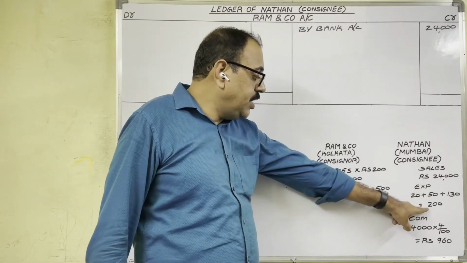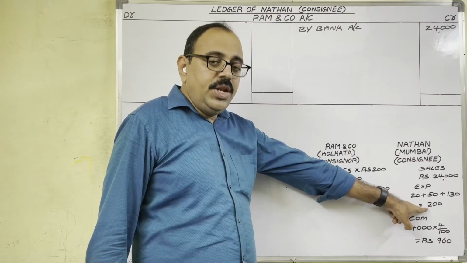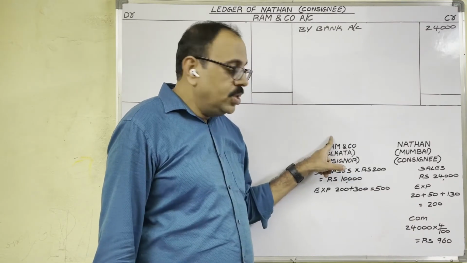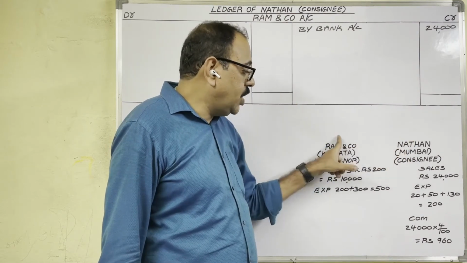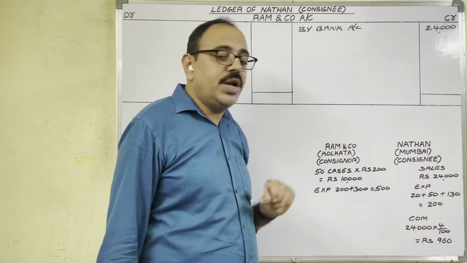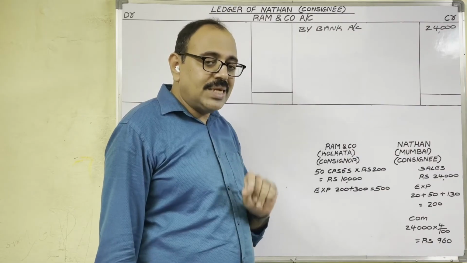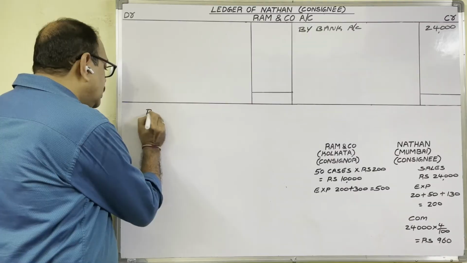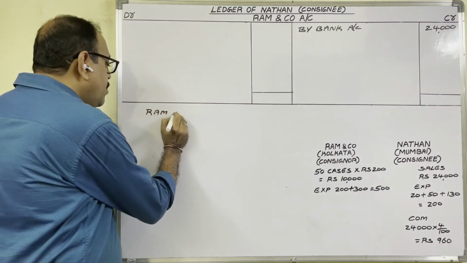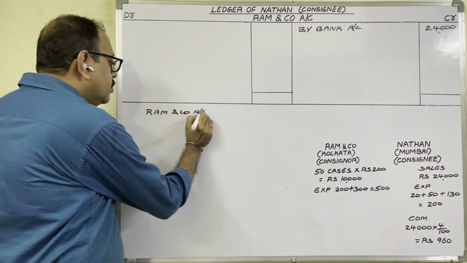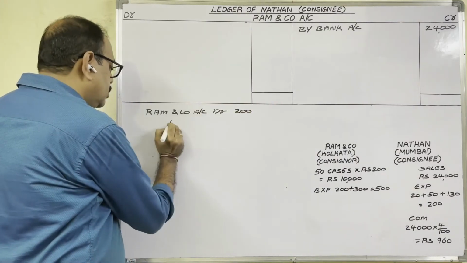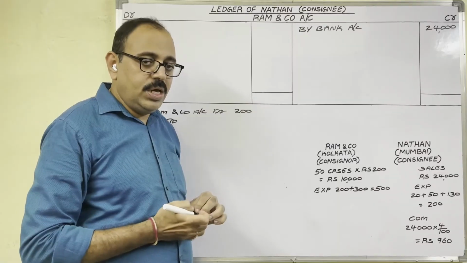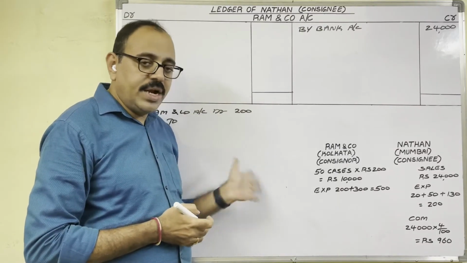Next, the consignee's expenditure. In future, who should bear this expenditure? The consignor only. So to the consignee, the consignor becomes a debtor for this 200 rupees. Debtor means asset. Asset shows a debit balance. Therefore, you should debit the consignor's name. Ram and Company account debtor, 200 rupees, to. Who paid this 200 rupees? The consignee only. And in the consignee's books only we are writing entries.